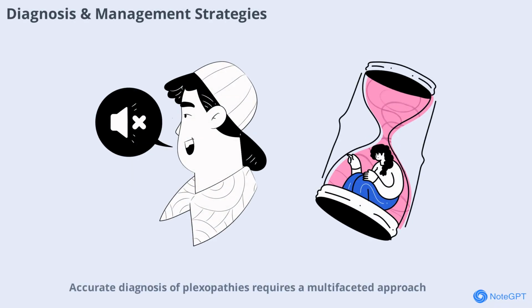Accurate diagnosis of plexopathies requires a multifaceted approach. Electrodiagnostic studies, including nerve conduction and electromyography, are invaluable for localizing lesions and distinguishing plexopathies from other nerve disorders. Imaging, especially MRI and sometimes high-resolution ultrasound, can reveal structural abnormalities, nerve injuries, or masses compressing the plexus. Laboratory tests may help identify underlying metabolic or inflammatory causes, though their role is often limited.